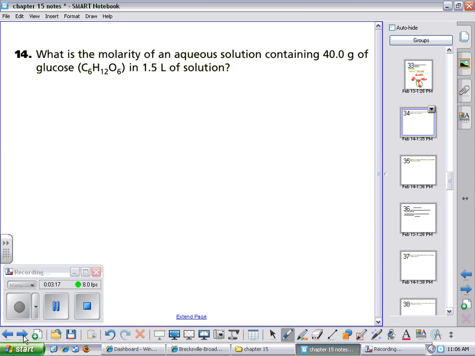So number 14, the question is, what is the molarity? You're going to need a calculator. You're going to need a periodic table. What is the molarity of an aqueous solution containing 40 grams of glucose in 1.5 liters of solution? So to find molarity, you take your moles of your solute, which is our glucose, and you divide it by how many liters of solution you have.